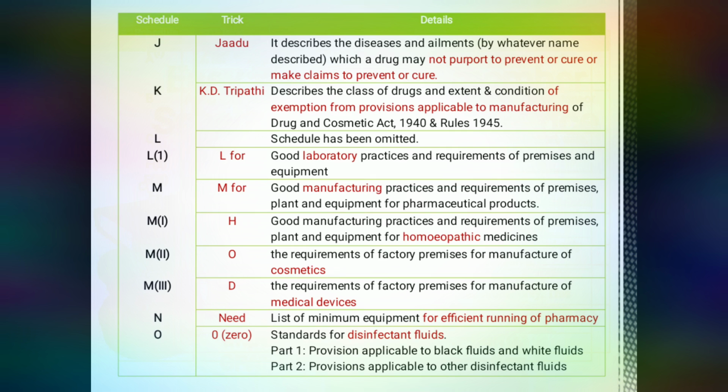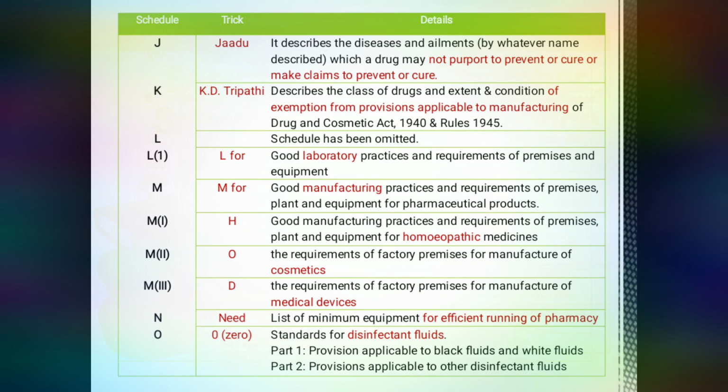Then just behind O you can add C, and before D you can write M. This is in order to remember. So you can easily remember HOD. H for homeopathic medicines. O, just add C before O, so it will be cosmetics, and before D we are going to write M, that is medicinal devices.